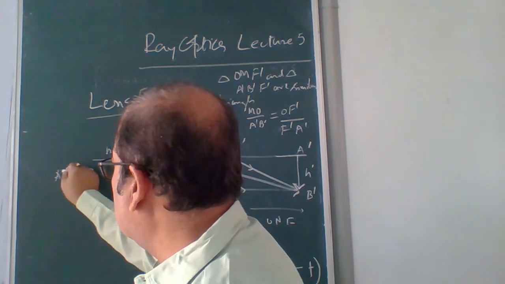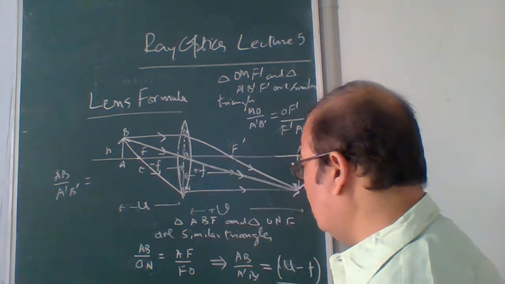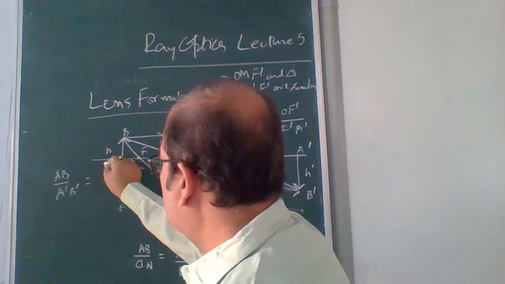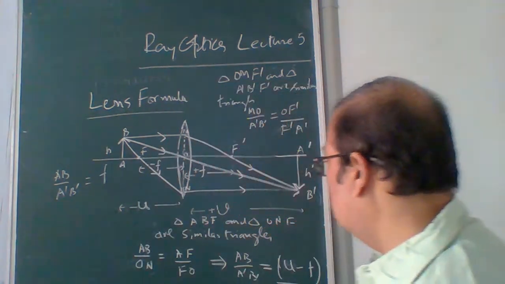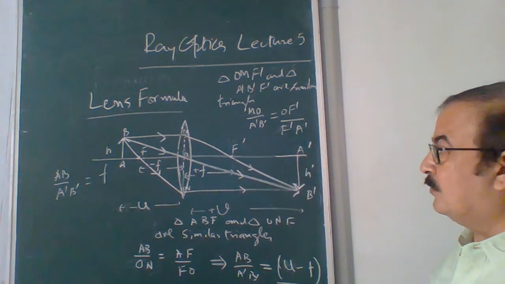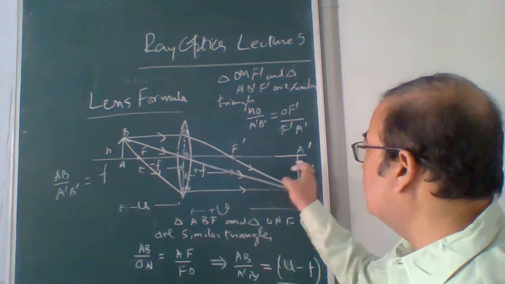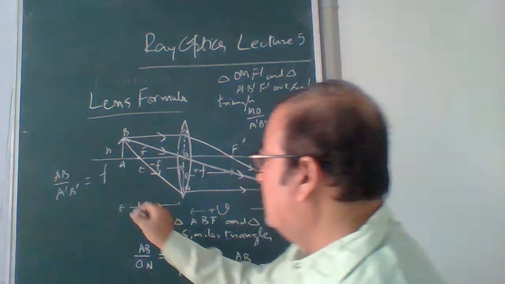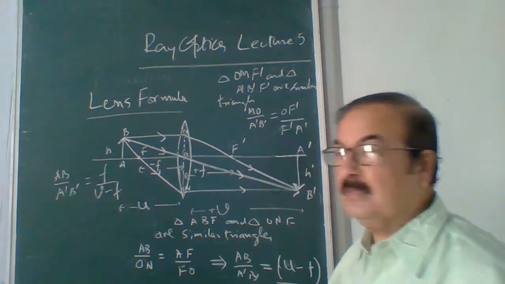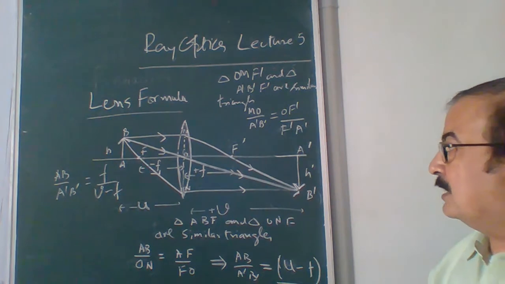There we have AB upon A dash B dash equals to OF की जगह क्या लिख सकते हैं? What we can write? We can write F. In place of OF dash, we can write just F because focal lengths are equal on both sides. And F dash A dash, this can be V minus F, V minus F. That we have taken.